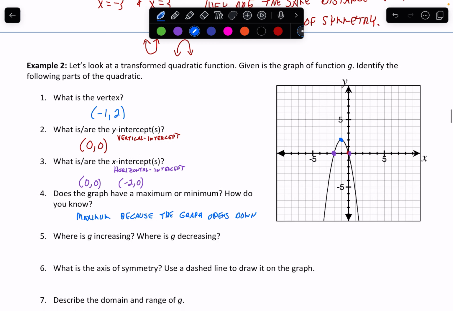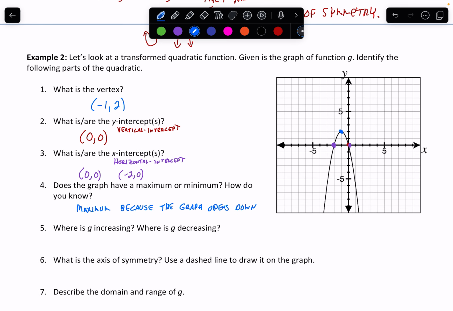Where is g increasing and where is g decreasing? Well, this is going to be a little different because that parabola is opening down. So it's actually increasing first. It's going up, like if I get a highlighter here, it's increasing first until it reaches that vertex. So it's increasing when x is less than -1.